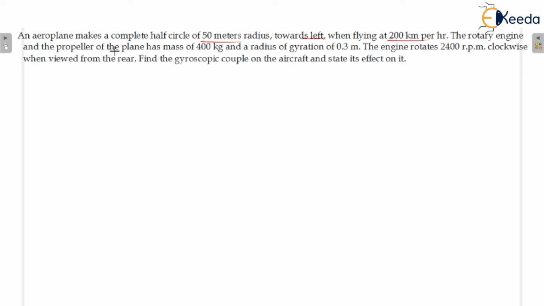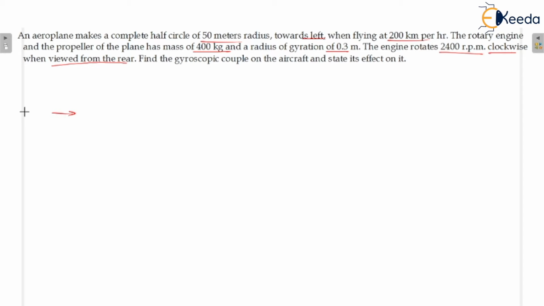The rotary engine and the propeller of the plane has a mass of 400 kg and the radius of gyration of 0.3 meter. The engine rotates 2400 rpm clockwise when viewed from the rear. Find the gyroscopic couple on the aircraft and state its effect on it. Now we need to calculate the magnitude of the gyroscopic couple as well as its effect. Okay, so what is the situation given in the question? Let us understand.